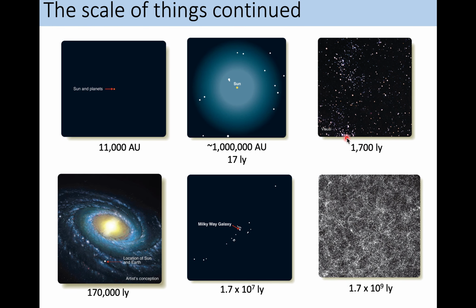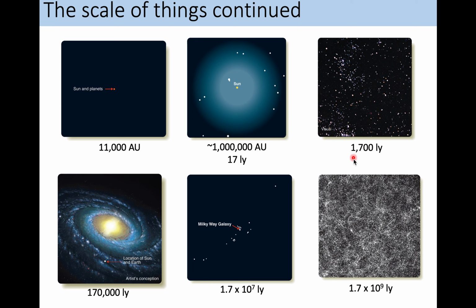So if we continue scaling outwards, here if we scale to where this box covers 11,000 astronomical units, you'd see the Sun and the planets are there at that teeny tiny square right there. You can't see the Sun versus the planets there. All you see is a little dot because we are so far zoomed out. If we zoom out even further, so about 1 million AU, which would be 17 light years, that's the distance that light would travel in 17 years. You'd start to see many stars around the Sun.